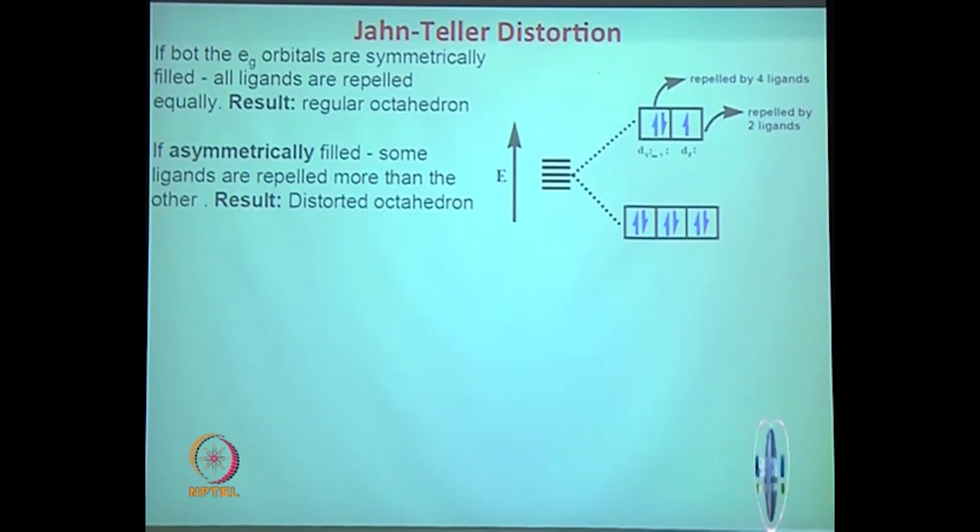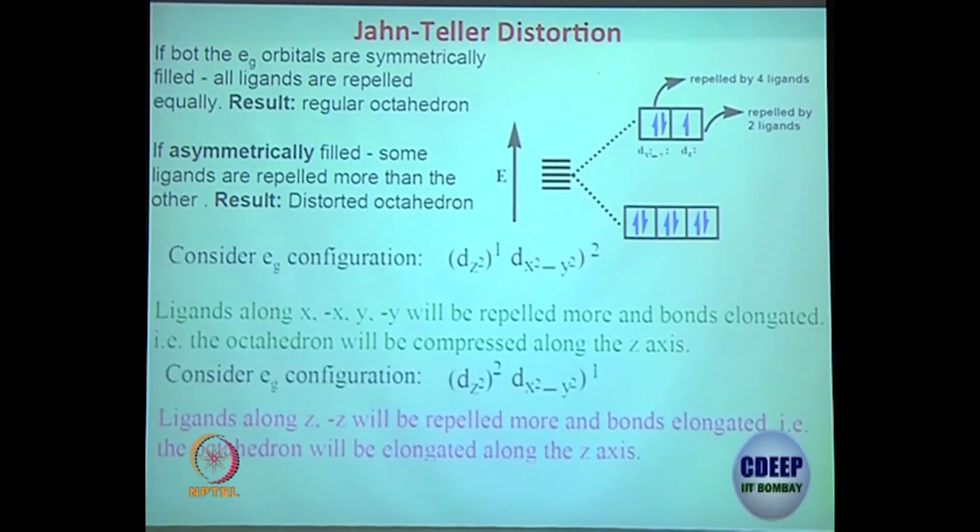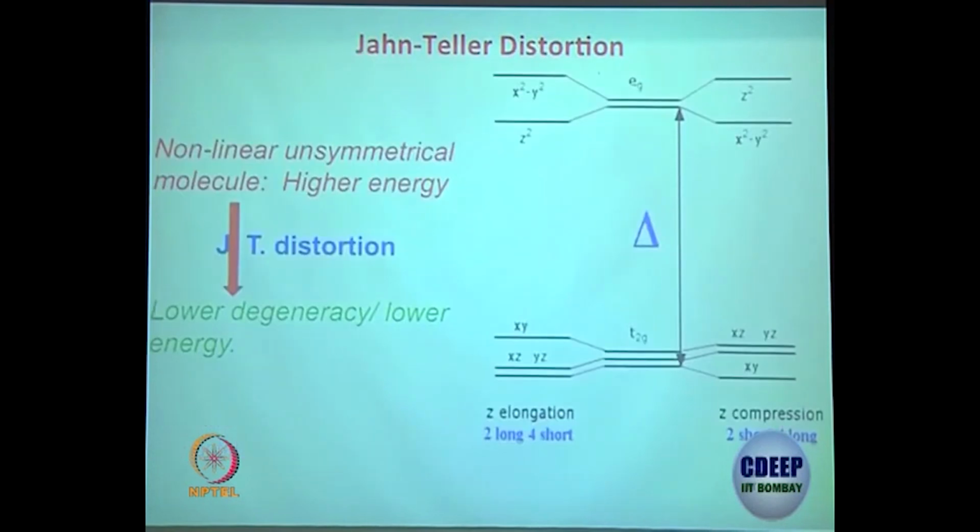So what we see is, if it is unsymmetrically filled, what are the situations? It is eg3 or eg1. Those are the only two possibilities. eg2 will be symmetrically filled, eg4 will be symmetrically filled. So eg1 or eg3. If it is filled like that, then again you are having some sort of a problem. What is the problem? That is what we are coming to. Let me go to the picture. This is the Jahn-Teller distortion.